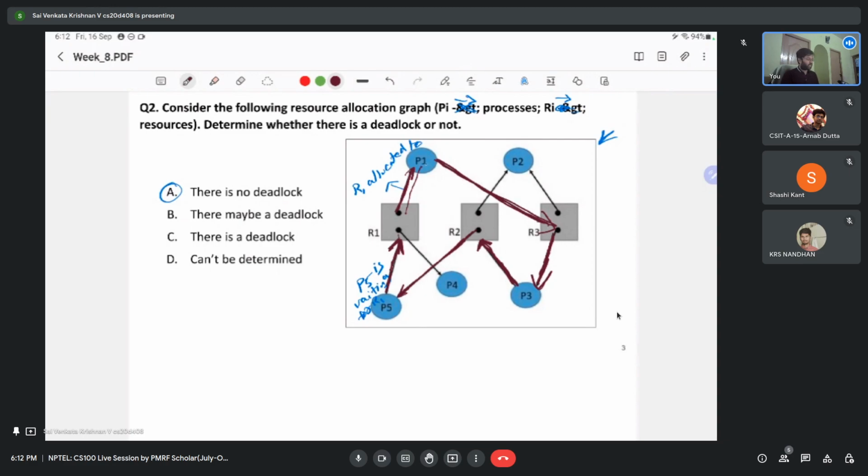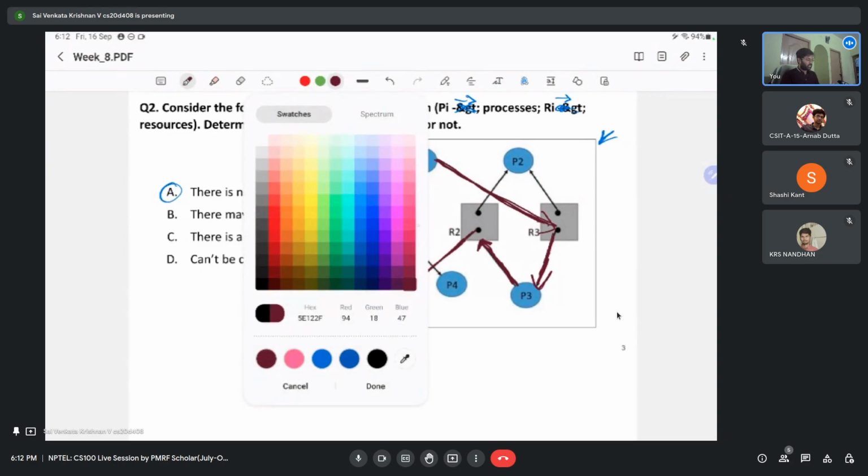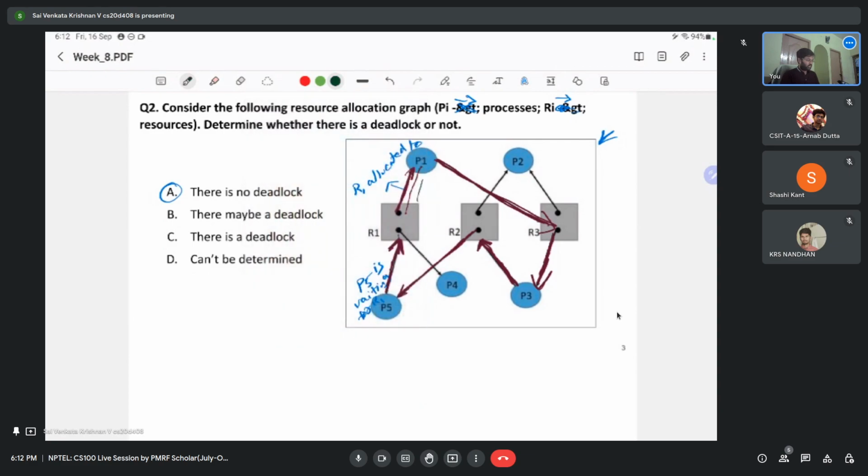So from R1 to P1, P1 to R3, R3 to P3, P3 to R2, R2 to P5, and then P5 to R1. So I get a complete cycle. I have found a cycle. So whether that's a deadlock or not: which of the following options are correct?